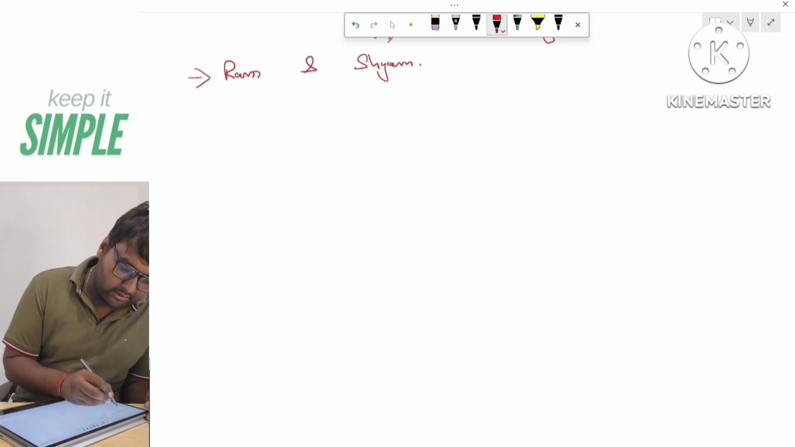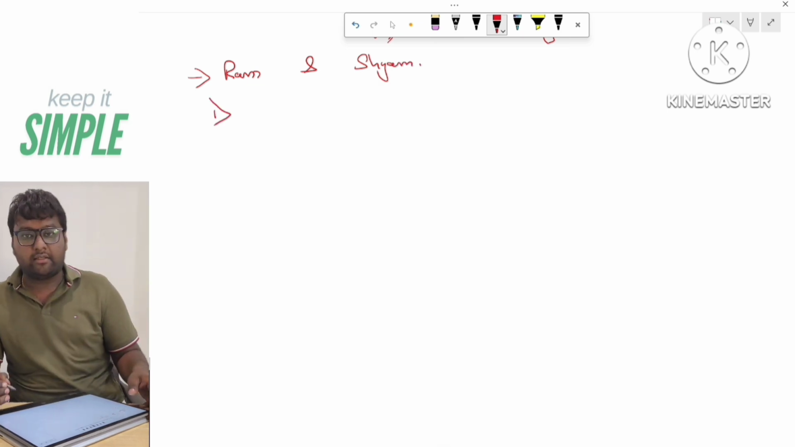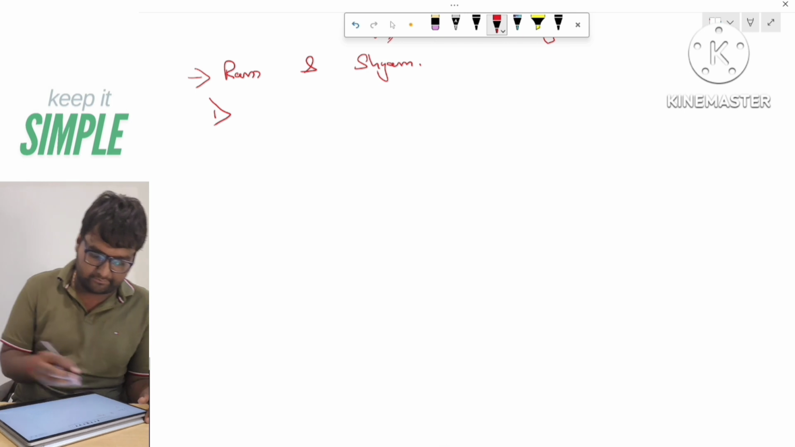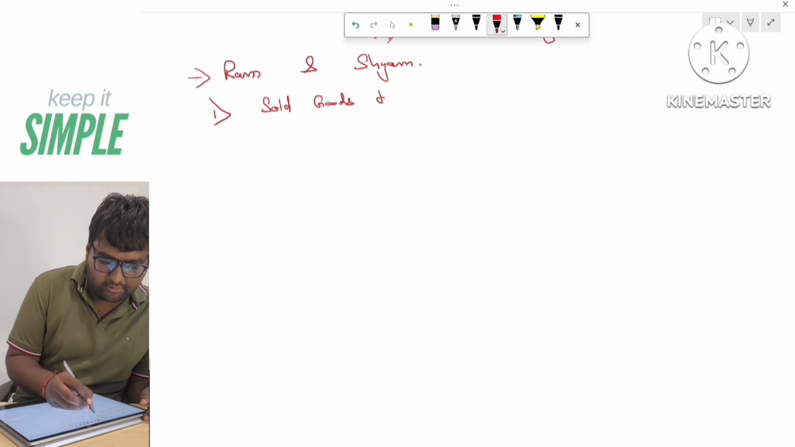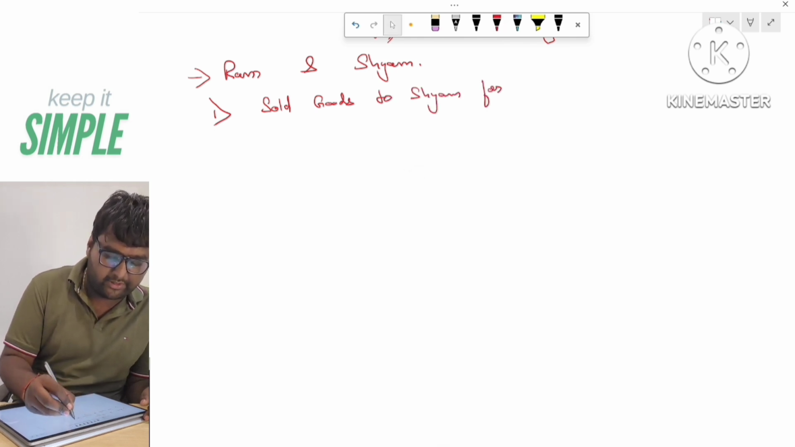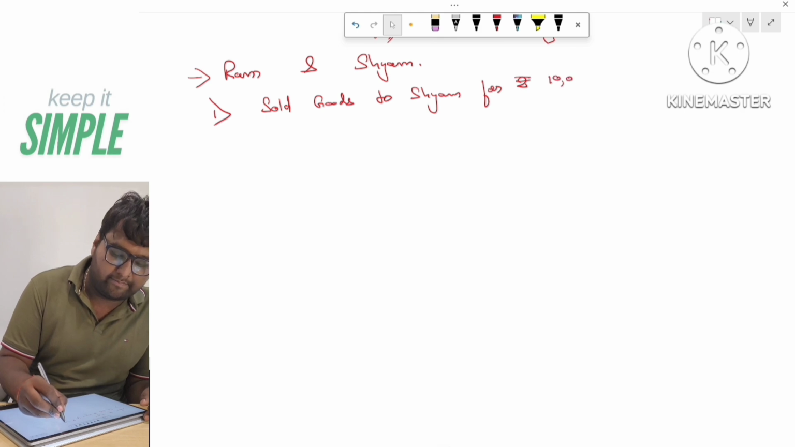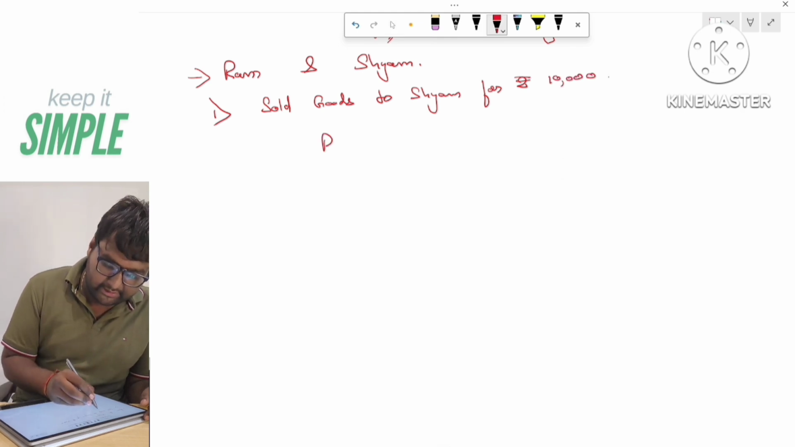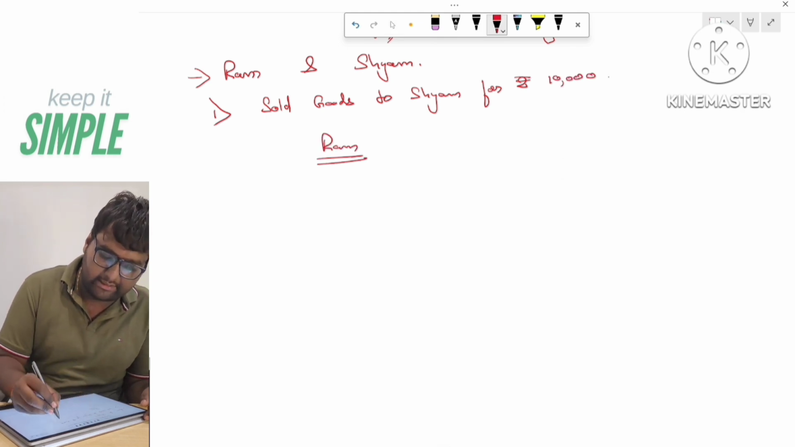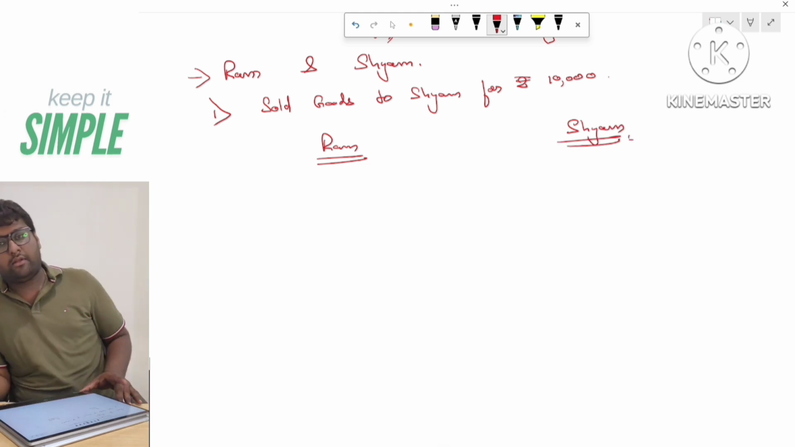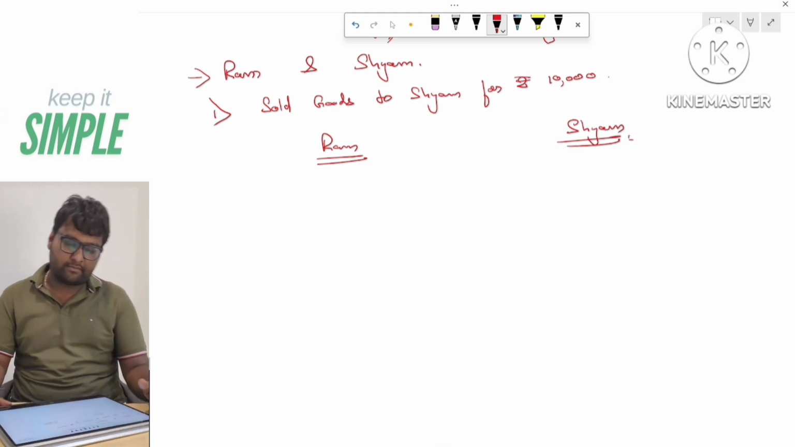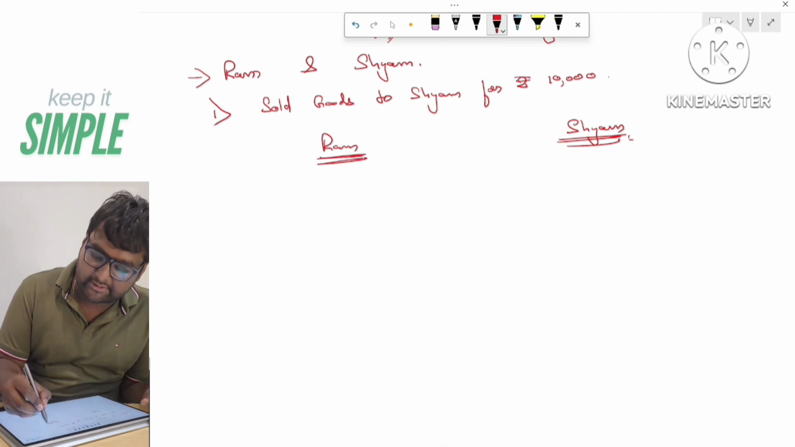Okay. So first transaction being that Ram sold goods to Shyam for rupees 10,000. So what will be the journal entry in the books of Ram and in the books of Shyam? Tell me. These are two different individuals.